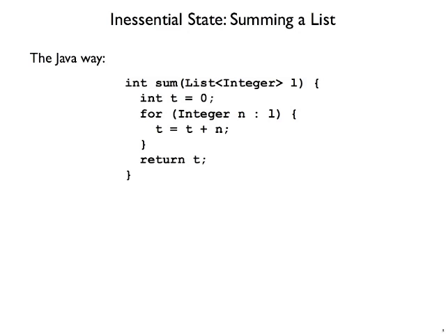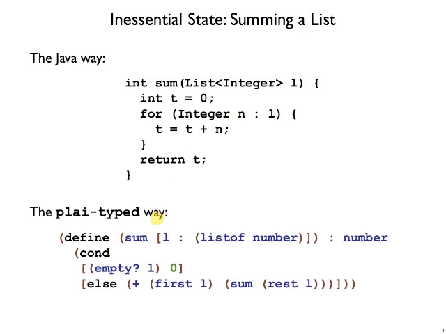For example, suppose that you're writing a program in Java to sum a list of integers. You'd probably write it like this. You would iterate over the list, but the assignment part is that you would have some variable like t that you would update on each iteration and then finally return the value of t. In PLAI typed, we would write sum this way, just as a recursive function that has empty and cons cases and adds the first to the sum of the rest.